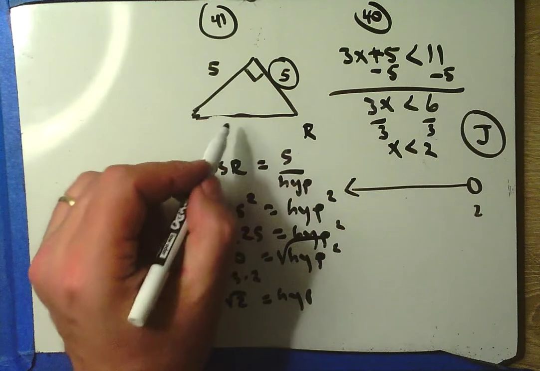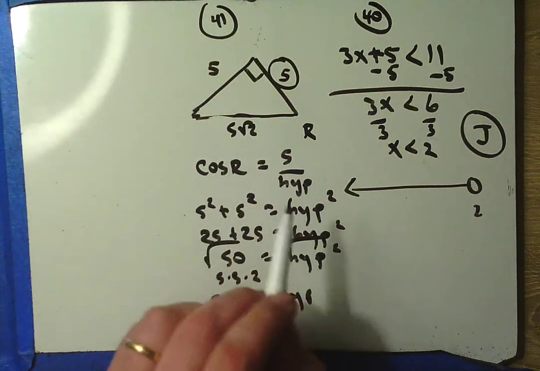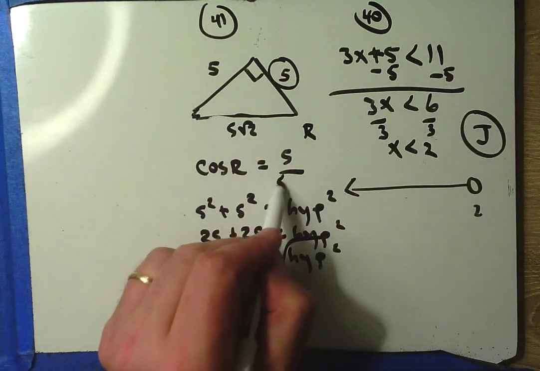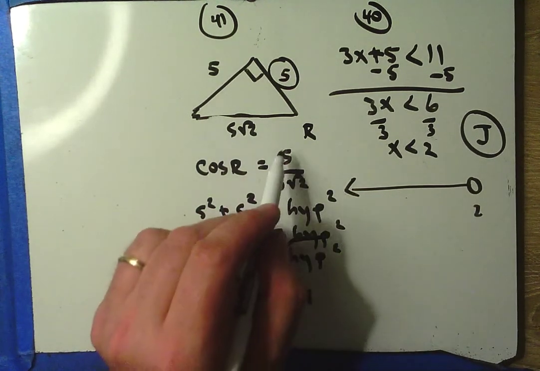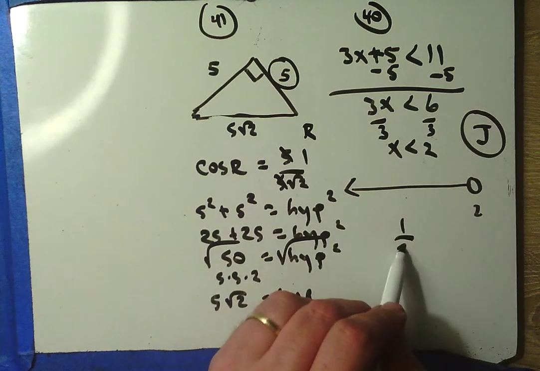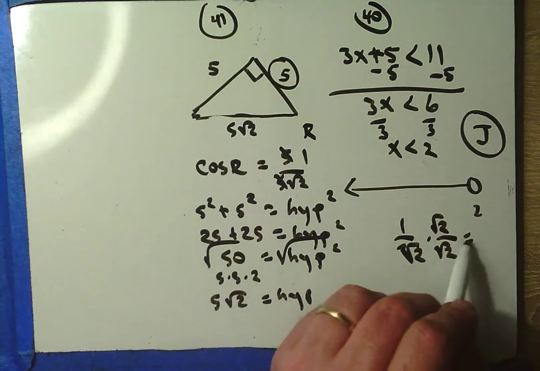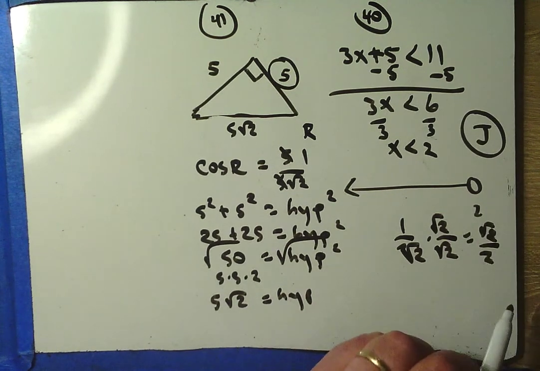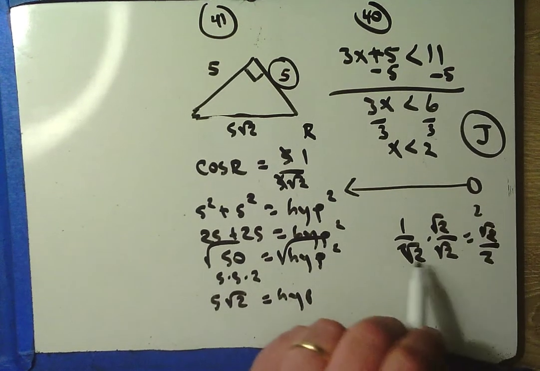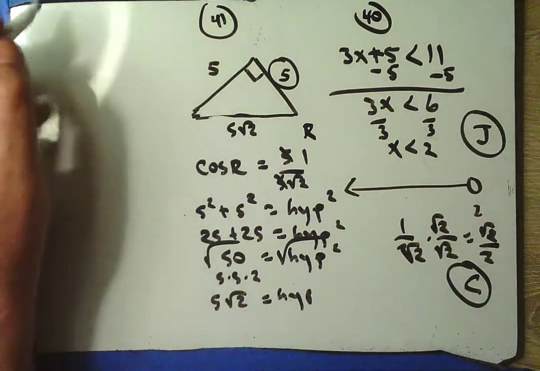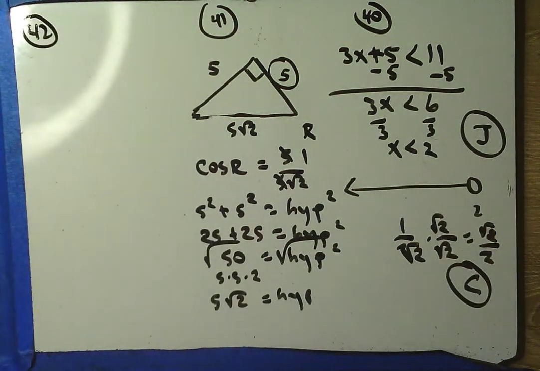So this is 5 root 2. Now, cosine is adjacent over hypotenuse. So let's plug our 5 root 2 in here. Now notice these will cancel, and I'll have 1 over root 2, which I rationalize, and I get root 2 over 2. Notice I needed to be able to rationalize that denominator in order to see that C was my solution. Okay, 42. Marvin has 2 saltwater fish tanks in his home.